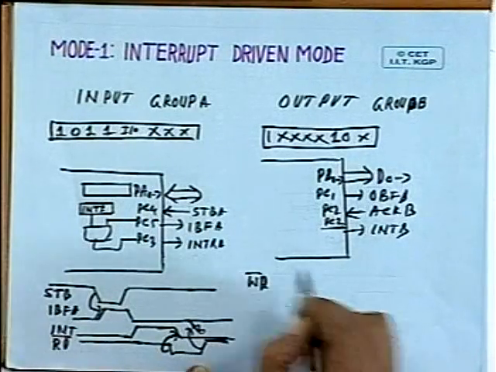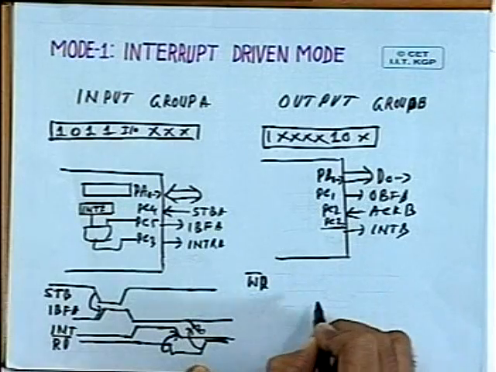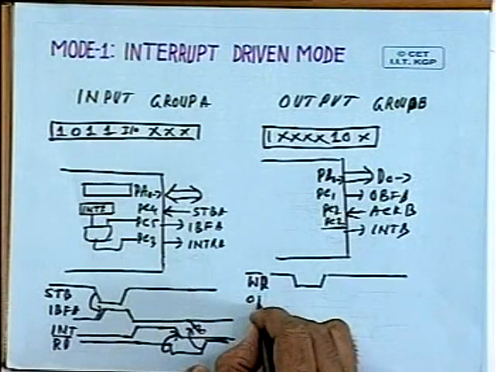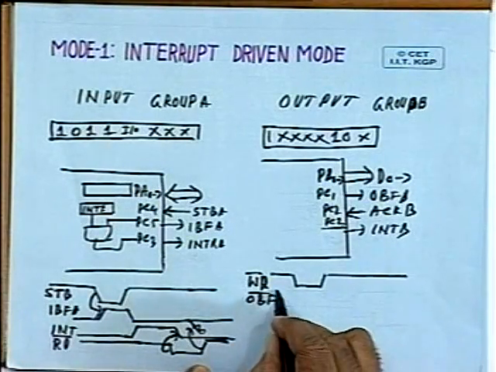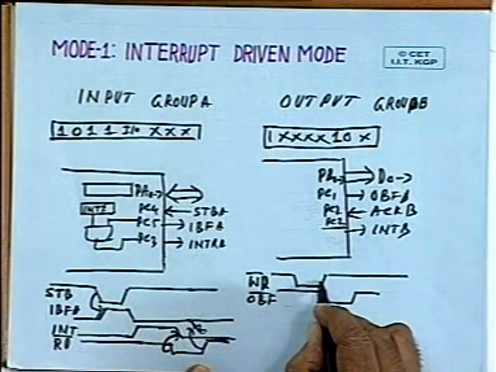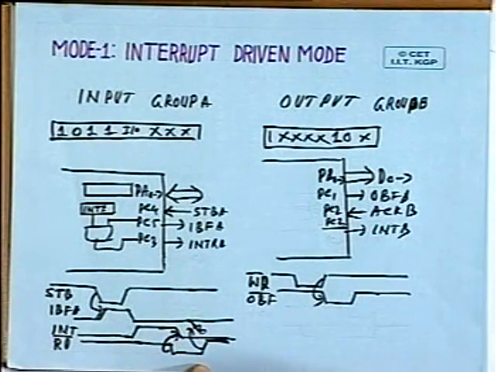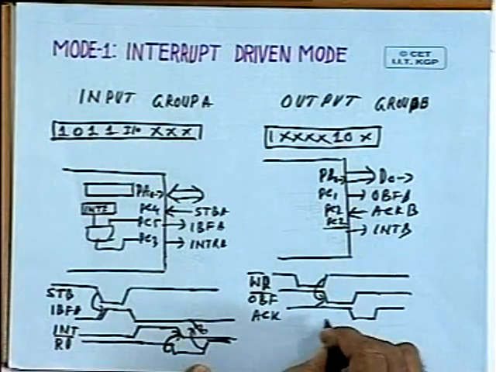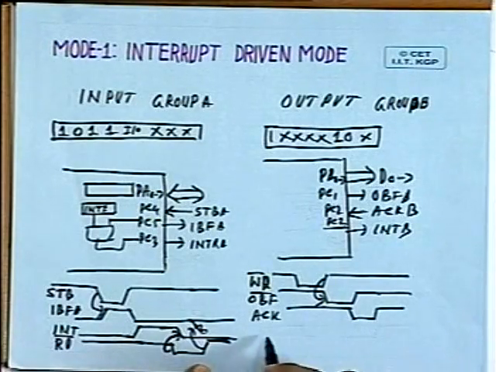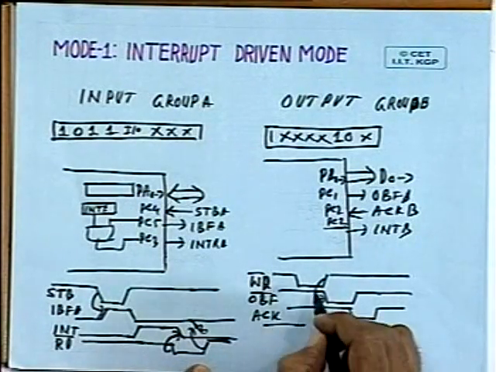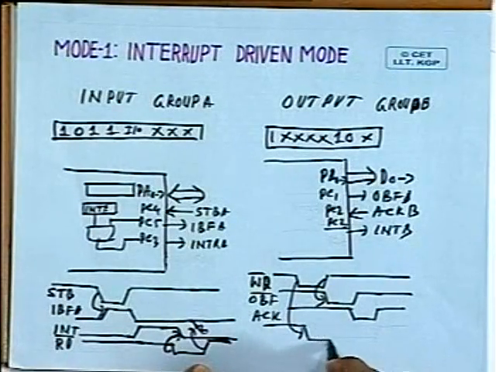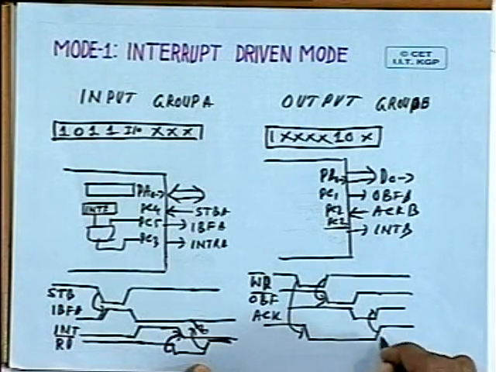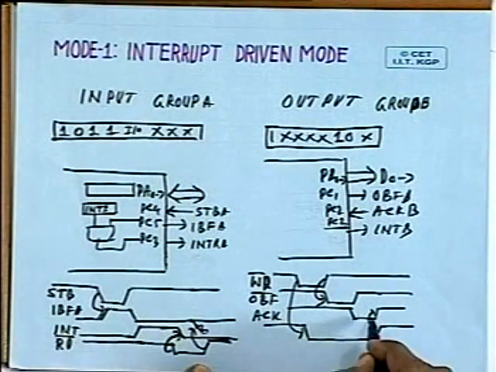As you perform the write operation, the sequence of events starts. It will lead to output buffer full going low, as you know, the signal will be activated, and acknowledgement will be generated by the I/O device. And whenever this occurs, the interrupt will also be generated.